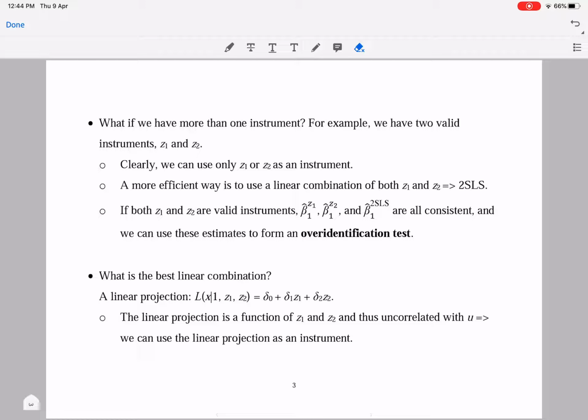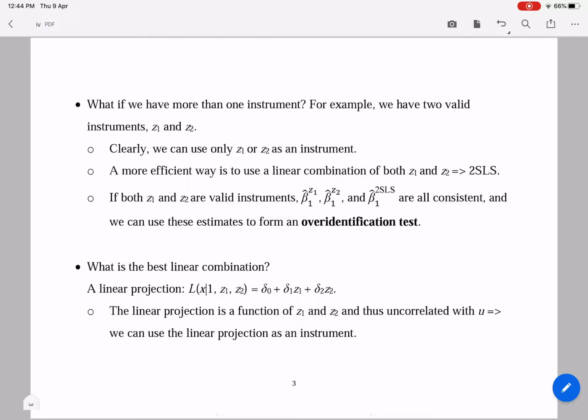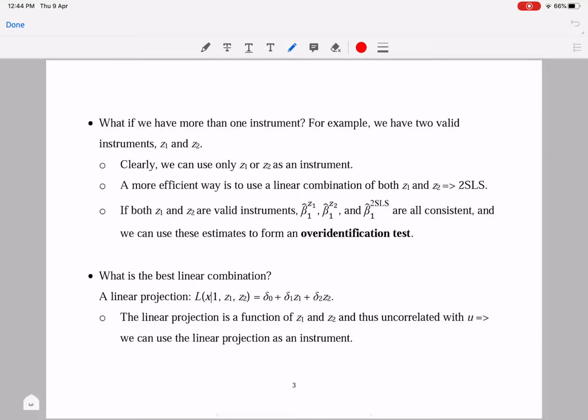So what if we have more than one instrument? For example, we have two valid instruments, z1 and z2. Clearly, we can use only z1 or we can use only z2 as an instrument. But intuitively, you can imagine a more efficient way is to use both z1 and z2. And that's something we call the two-stage least squares estimation.